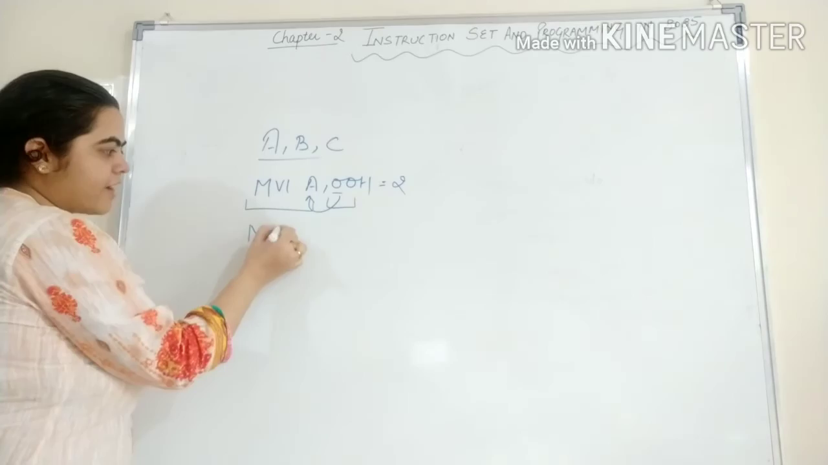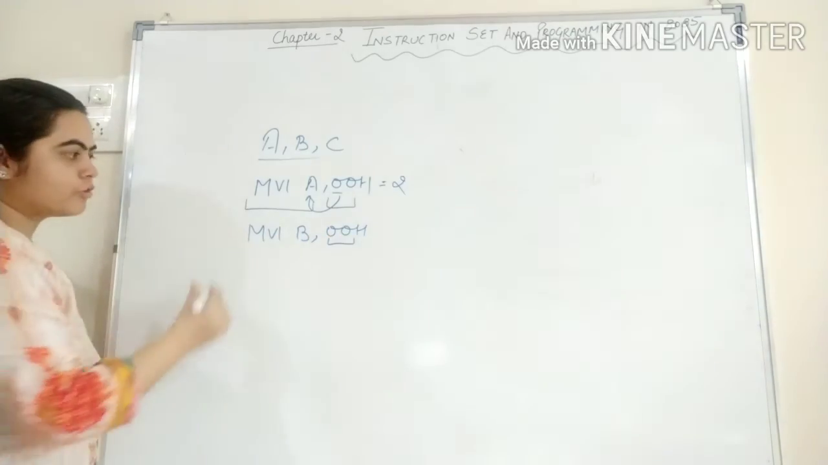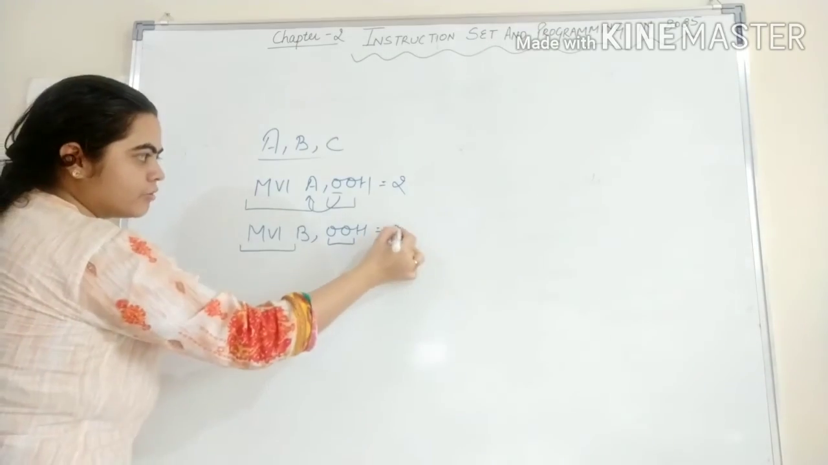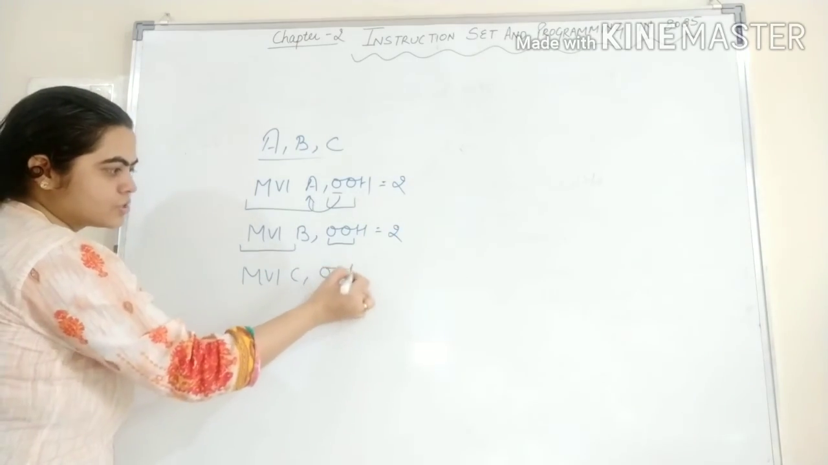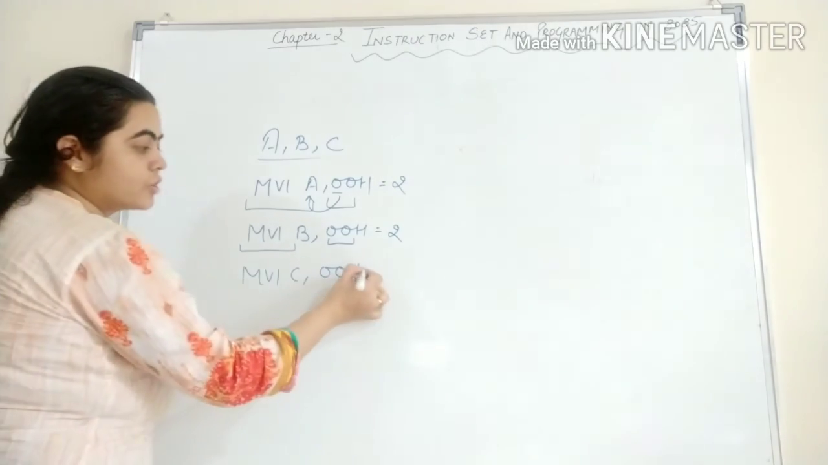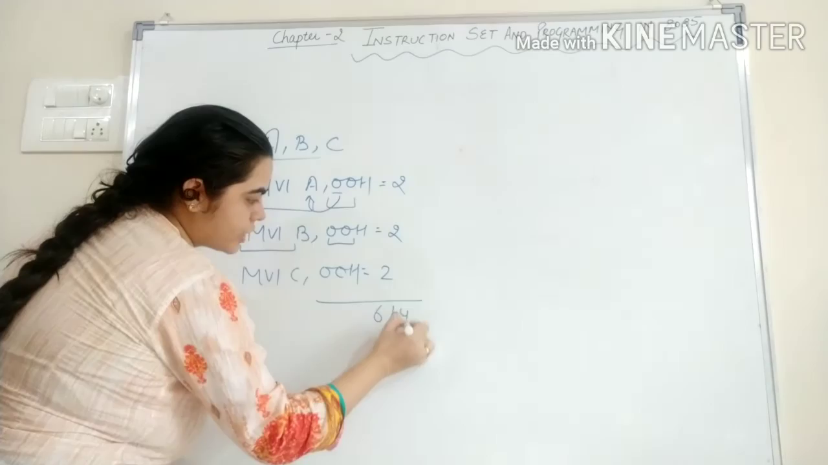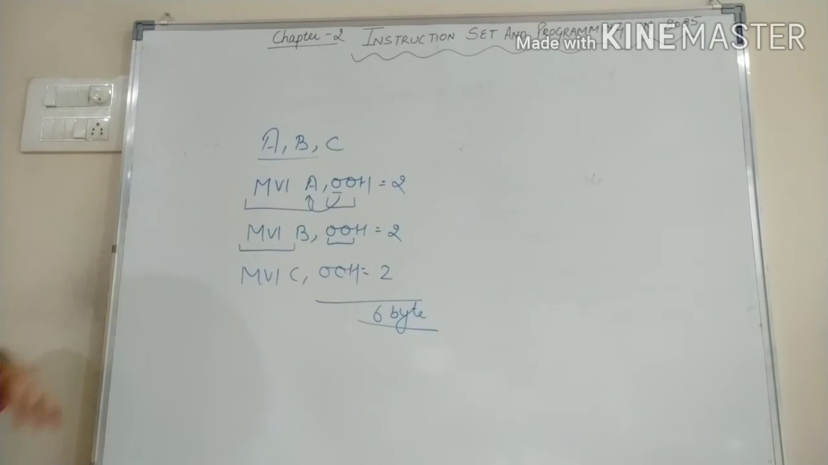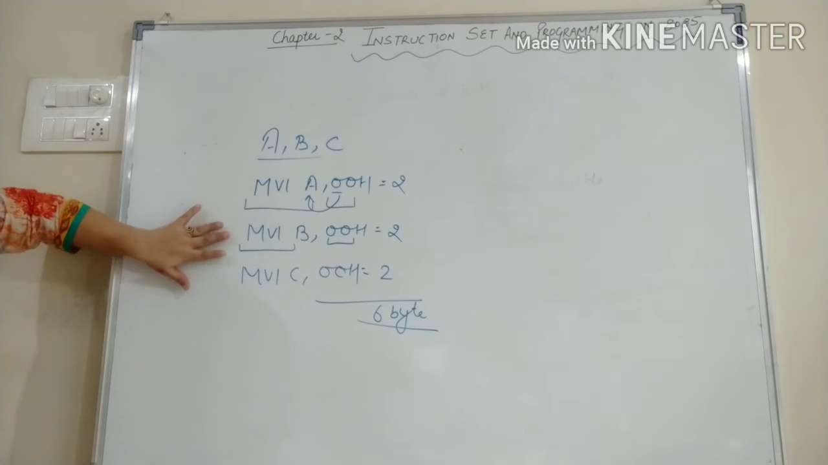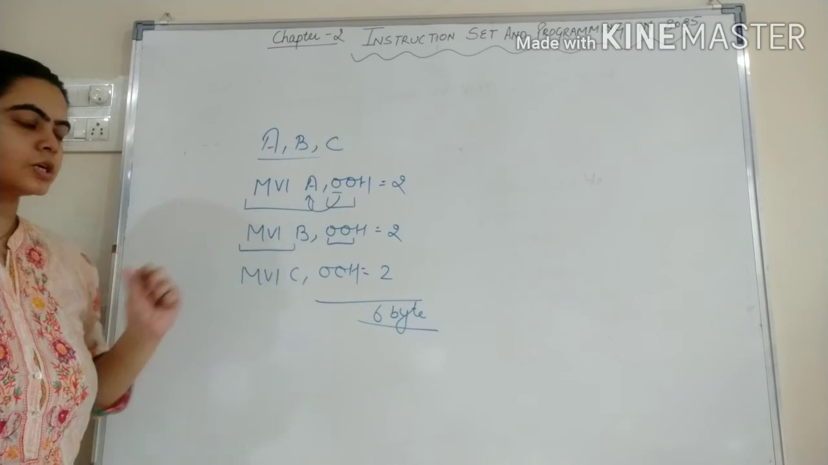Next we can write MVI B, 00H. Again it will occupy 2 bytes of memory. Next again we write MVI C, 00H. Again this instruction will occupy 2 bytes of memory. So overall all the instructions occupy 6 bytes of memory. This is the immediate addressing mode, where we use immediate type instructions.